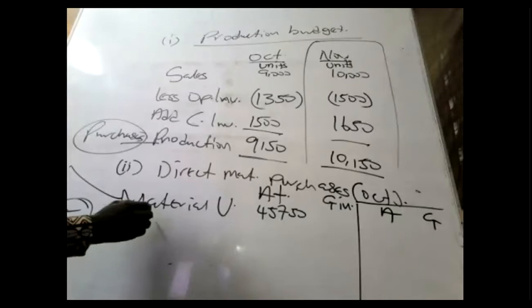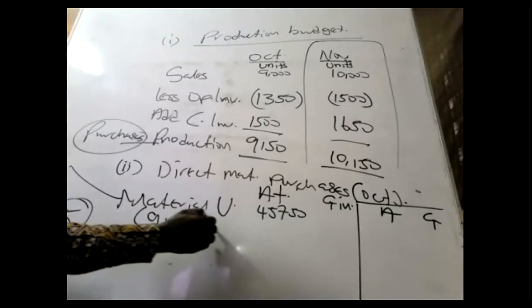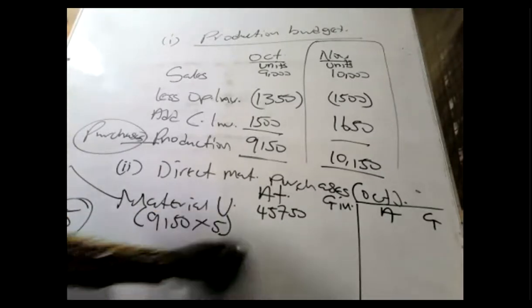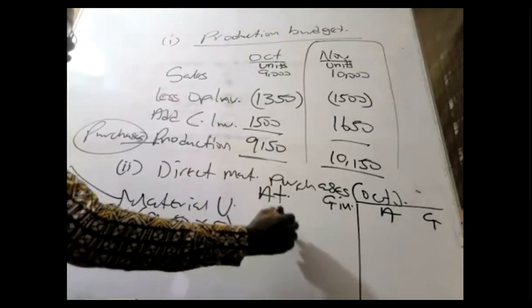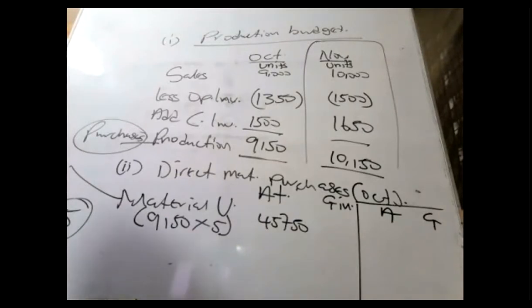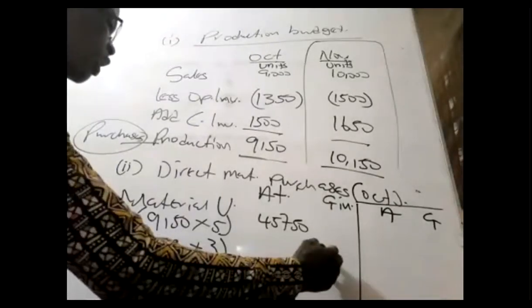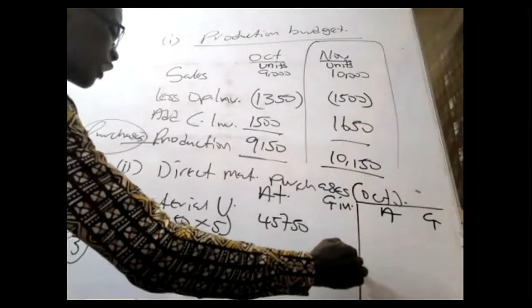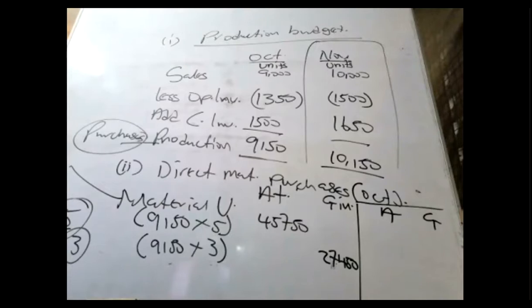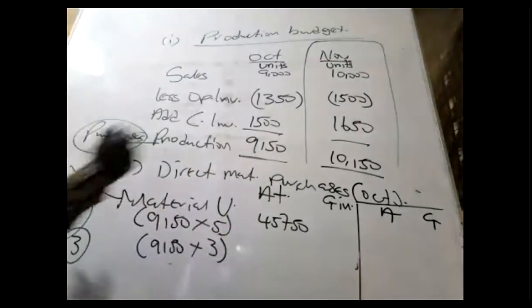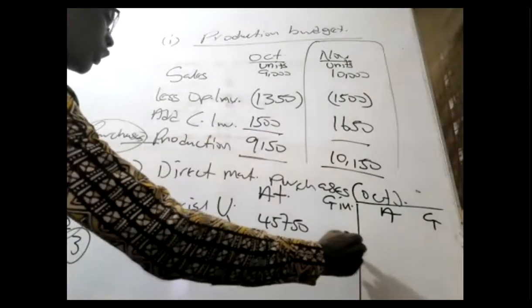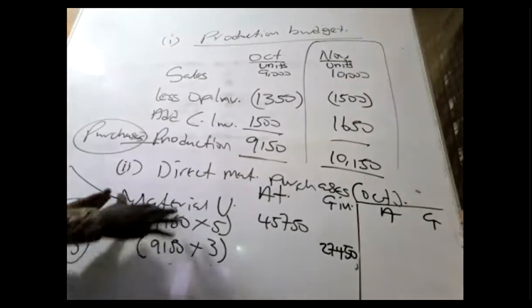I want to show workings, so let me show workings here. Open a bracket. I am producing 9,150 by 5 kilos, and that gives us 45,750. So that is the working for atadi: 45,750. Again, let's look at that of ginger. Ginger is 3 kilos, right? So again, 9,150 times 3 kilos will give us 27,450. Okay. Now we are done with the material usage calculation.